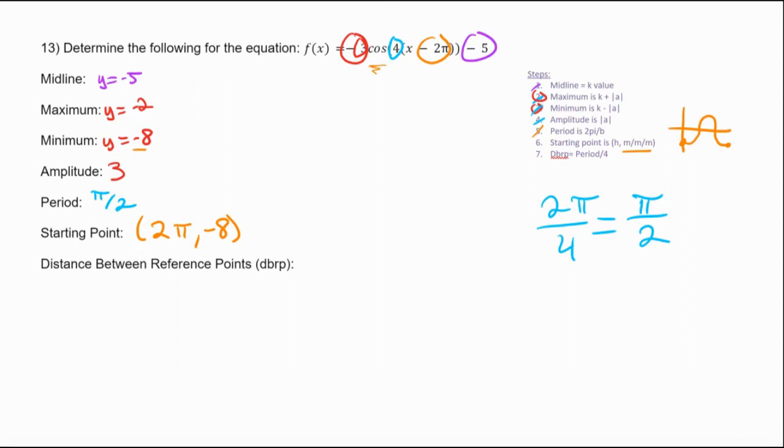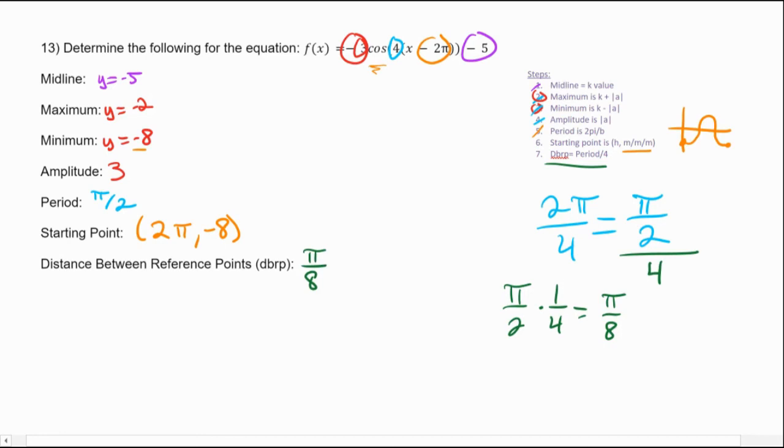And then last thing is the distance between the reference points. Basically, that's just taking the period and dividing it by 4. So pi over 2 divided by 4, which is multiplying by the reciprocal, which just gives us the distance between each of the reference points. So from the minimum to the midline, or the midline to the maximum, the x value, or the distance horizontally, would be pi over 8.